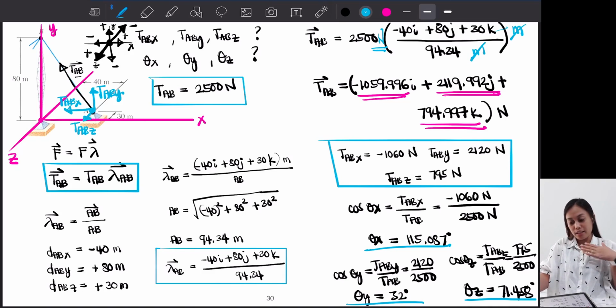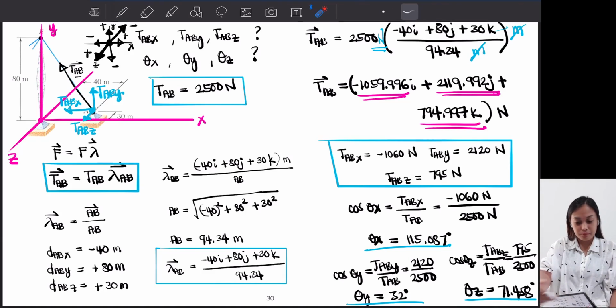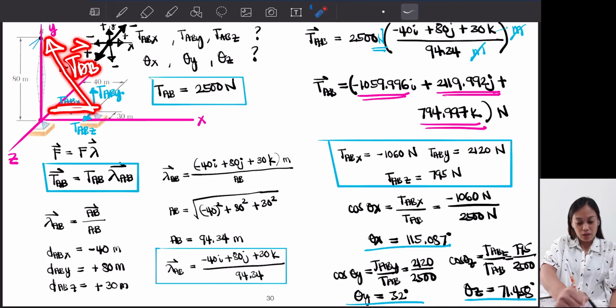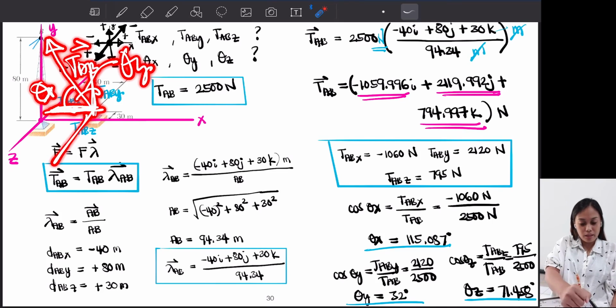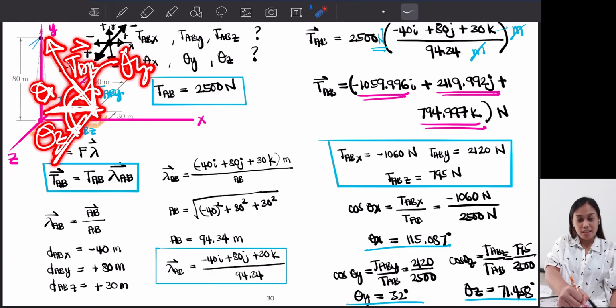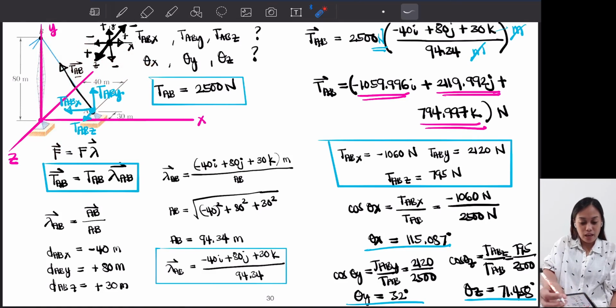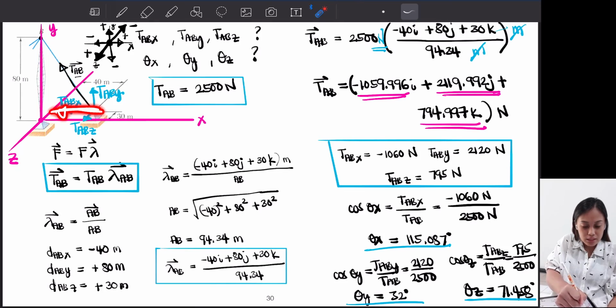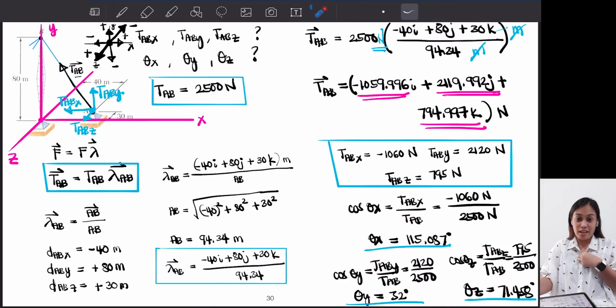So these are our directions solved from the equation of direction cosines. This force, vector TAB, has direction theta x along the x-axis, theta y along the y-axis, and theta z along the z-axis. So we have its value, its components along x, y, and z, and its directions along the x, y, and z-axis. This is how we resolve a force located in space into its rectangular components in space.